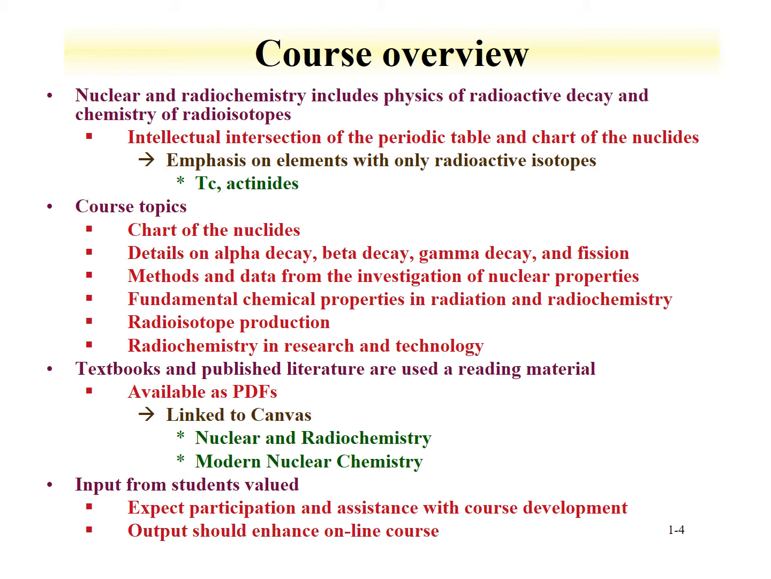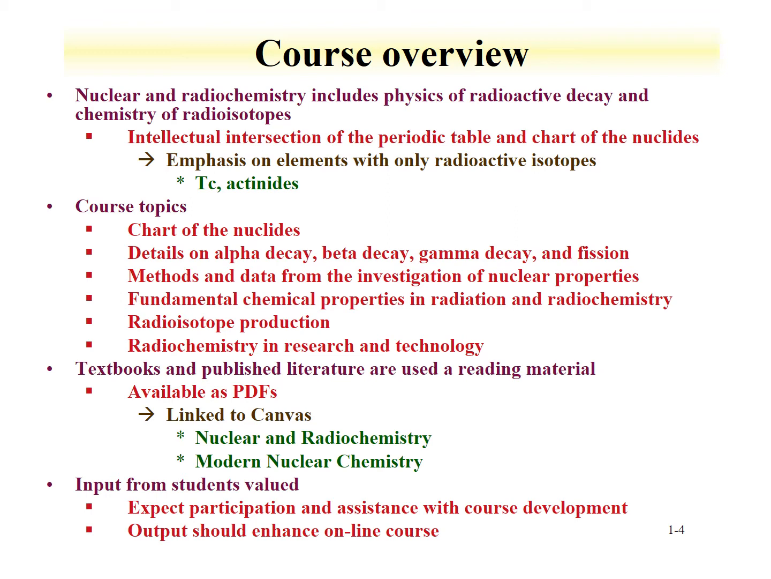And within radiochemistry, we want to emphasize elements with only radioactive isotopes, since they're unusual examples. As examples, technetium, element 43, sits in the middle of the periodic table. We'll discuss the chemistry of technetium, and we'll particularly focus on the chemistry of the actinide elements, which are those elements that have 5f electrons that are at the bottom of the periodic table.